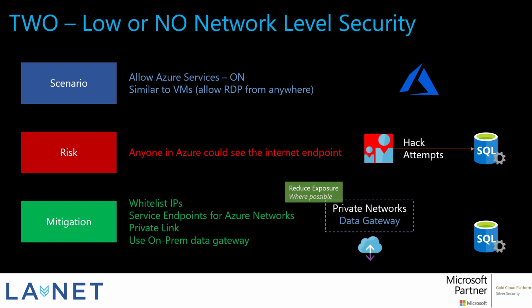Okay, the second one is allow Azure services switched on, similar to VMs as well. We see a lot of environments where customers have left RDP ports open. So basically, in the case of VMs, you're exposing those to the internet. Anybody can attempt to hack into your VM because anyone's got access to the public IP of it. You'll generally find about 20,000 attempts per day, and it's usually just a matter of time before somebody gets in.